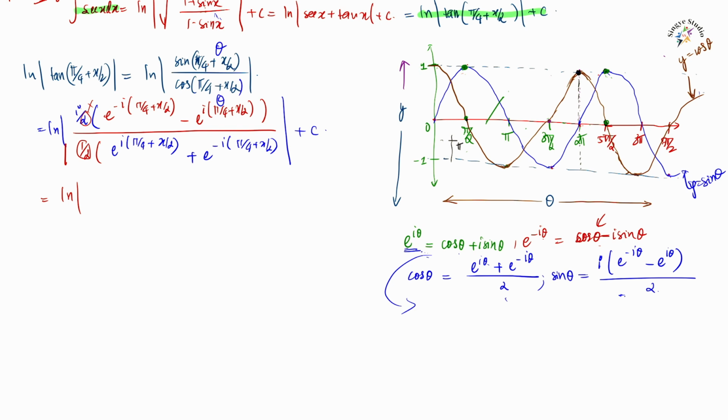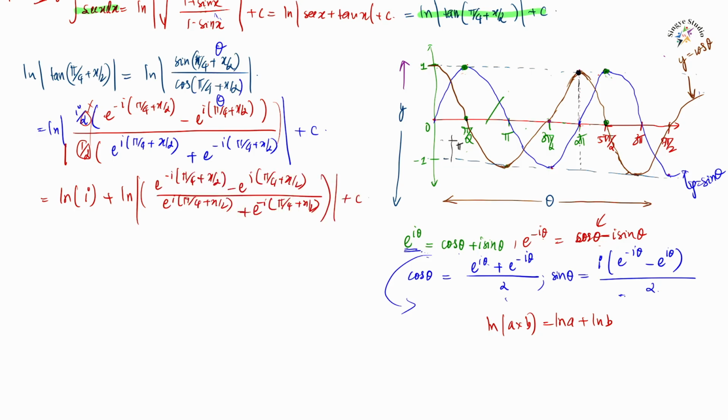times then this. And from the logarithmic property, if we have ln of a times b, then we can write ln of a plus ln of b, right? Therefore we can write this as ln of i plus ln of these values, okay? So we will have to rewrite this. Now our final job is to figure out the value of ln i.